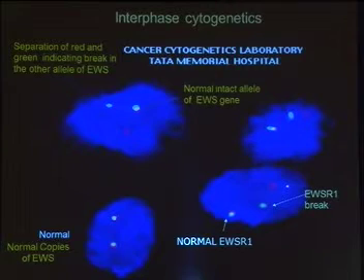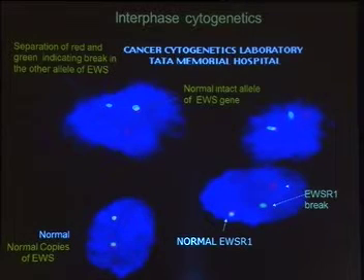There's a red color and a green color, and where the normal cell does not have the break, you see the fusion as a yellow signal. Whereas this is a Ewing sarcoma cell where you have one normal intact allele of the EWS gene, and here the alleles have broken. So this is an EWS break in this patient of Ewing sarcoma, and two other cells which show normal allele and the EWS break.